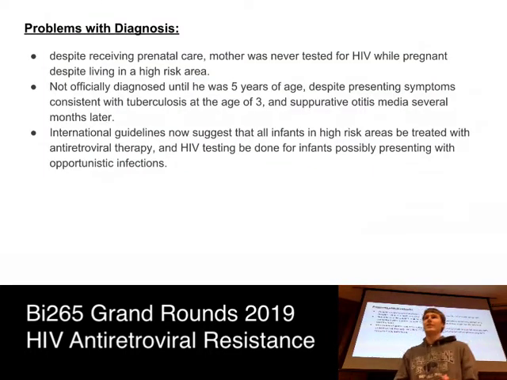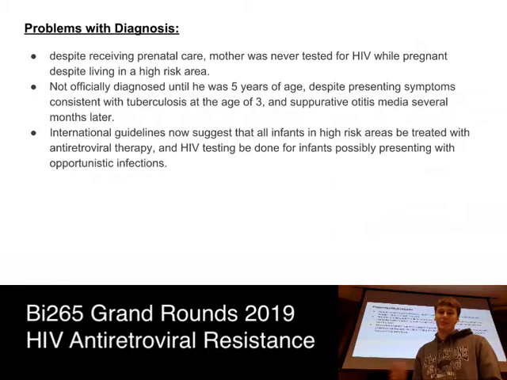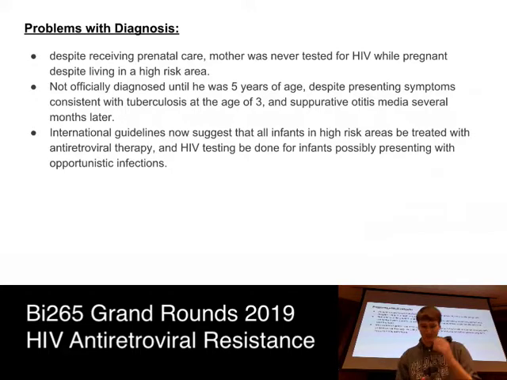But the problems, the most glaring oversight in the treatment of this patient was that despite receiving prenatal care and living in a high-risk area, his mother was never tested for HIV while she was pregnant. Now, had this been done, it would have been relatively easy for them to prevent the child from becoming infected during his birth and as an infant.